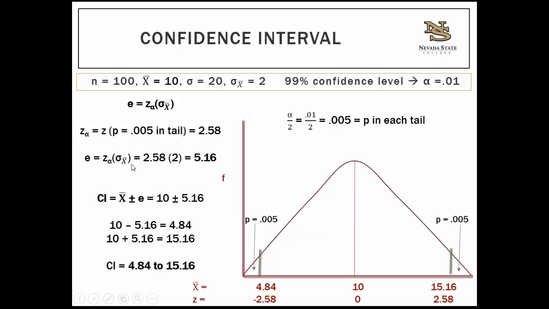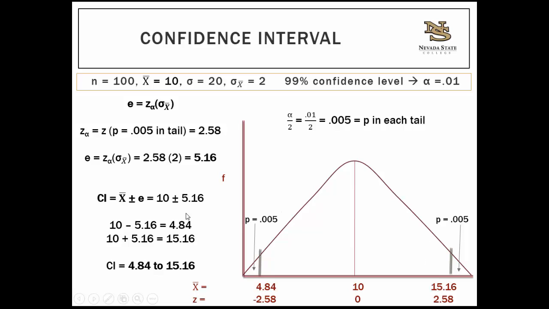2.58 times my standard error of 2 gives me 5.16. And then I take that margin of error, I take my sample mean and subtract it, then take my sample mean and add it to find my lower and upper limits of my confidence interval. So I take my sample mean of 10 minus my margin of error, 5.16, to get 4.84. Take my sample mean plus my margin of error, 5.16, to get 15.16.